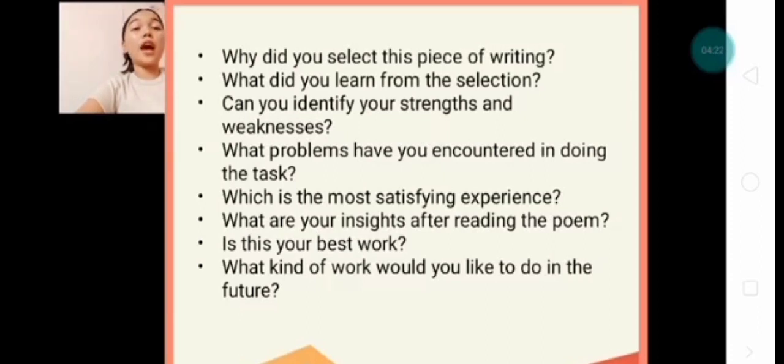targets. So the first we have, why did you select this piece of writing? Second one, what did you learn from the selection? The third one, can you identify your strengths and weaknesses? And the fourth one, what problems have you encountered in doing the task? The next one, which is the most satisfying experience? The next one, what are your insights after reading the poem? And is this your best work? And the last one, what kind of work would you like to do in the future?